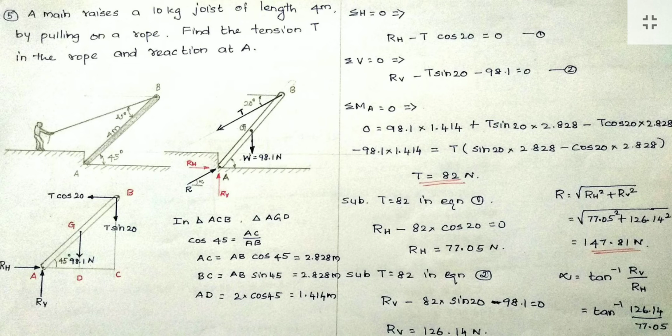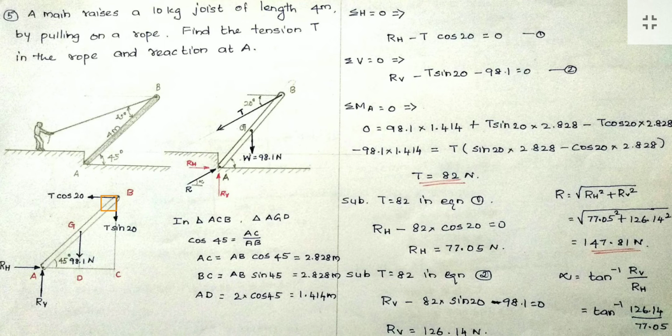And sigma V equal to 0. Here the vertical forces are RV, this downward force 98.1, and this downward force T sin 20, equal to 0. So two equations. Sigma moment about A equals 0. We can use moment about A. I am assuming that at the point A I am going to hinge this joist and forces are acting.